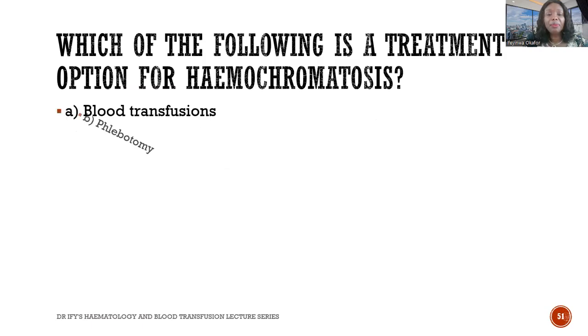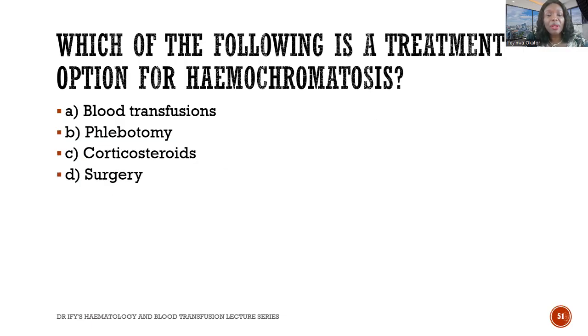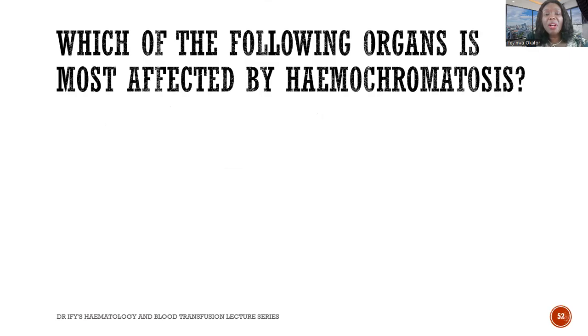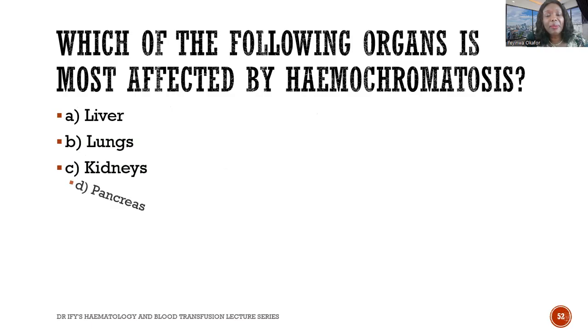Which of the following is a treatment option for hemochromatosis? Blood transfusion, phlebotomy, corticosteroid, surgery? Answer B, phlebotomy. Which of the following organ is most affected by hemochromatosis? Liver, lungs, kidney, pancreas? Answer A, liver.